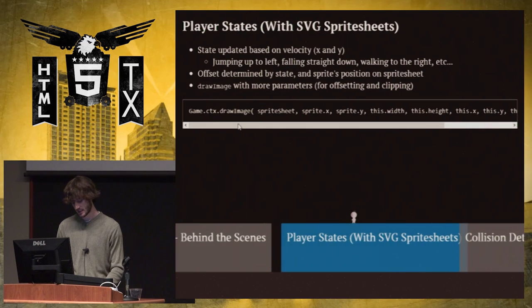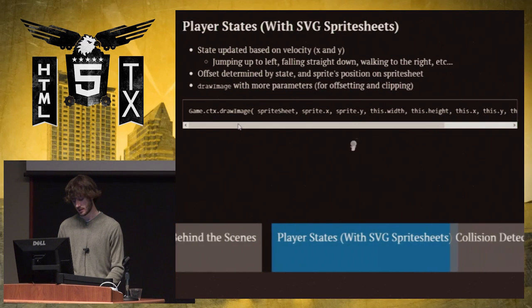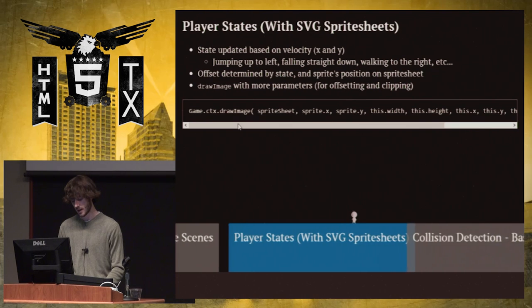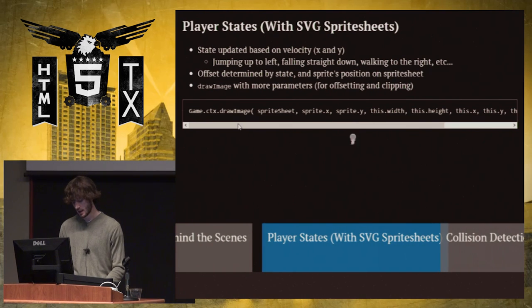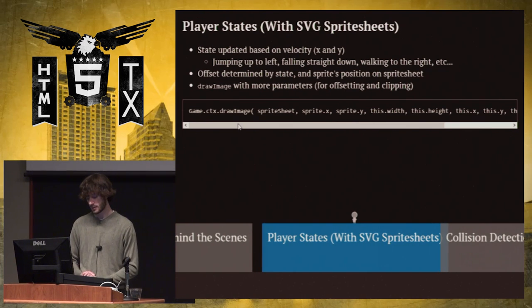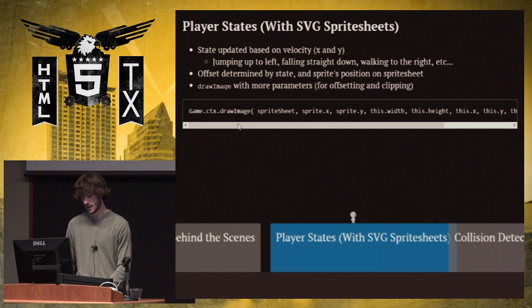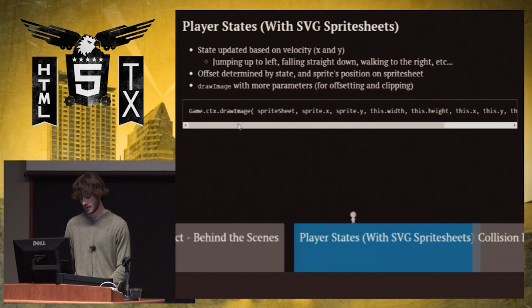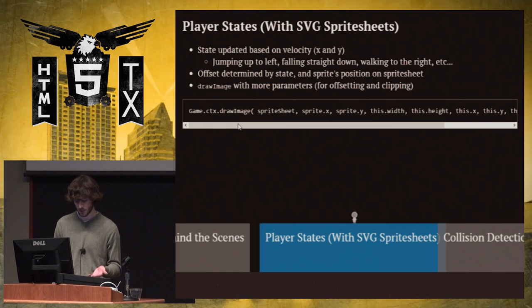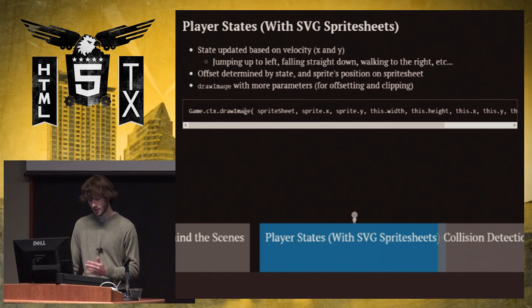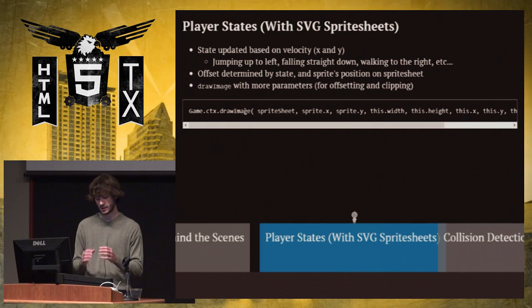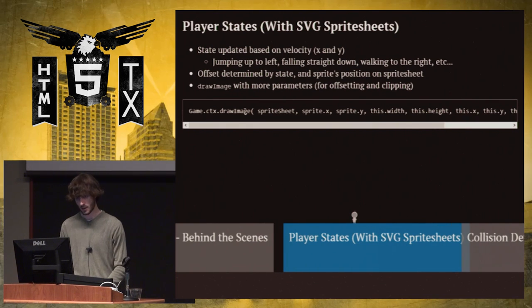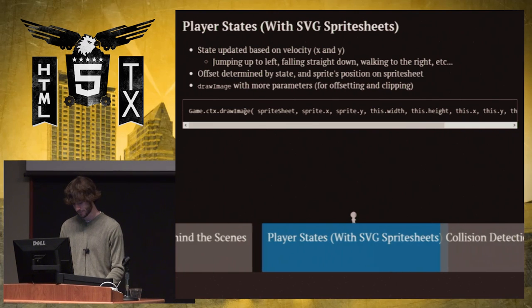And then player states. As you can see, as the player is moving around, he has different sprites: walking to the right, just standing, jumping. For that, we just detect what state he is in based on the velocity. So if the x velocity is greater than 0, then he's obviously walking to the right. And then we use draw image with 4 more parameters that are just for offset, and then the clip height and width for the character. That way we only have to load in the sprite sheet and not each individual sprite.